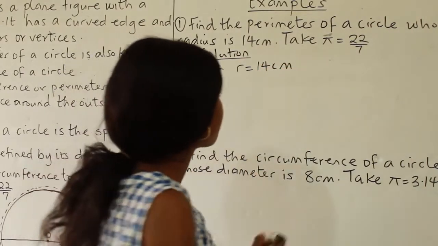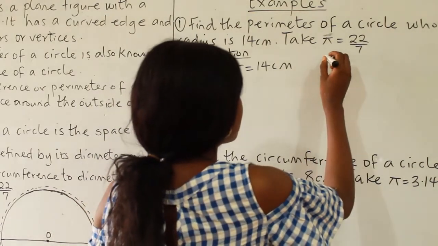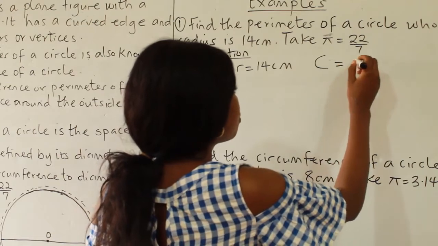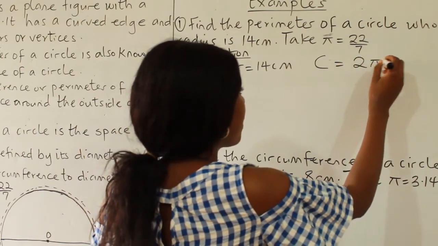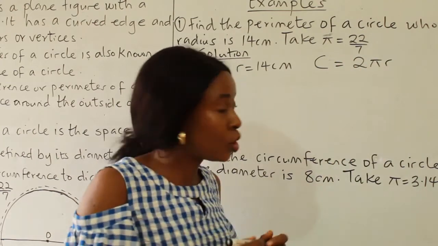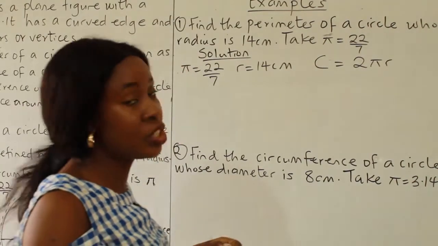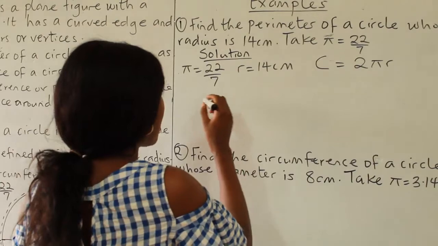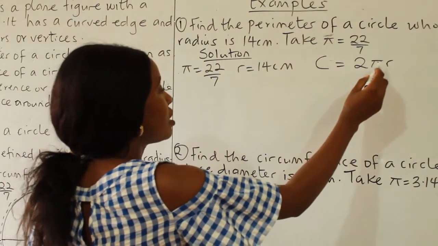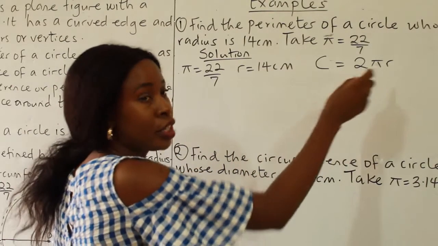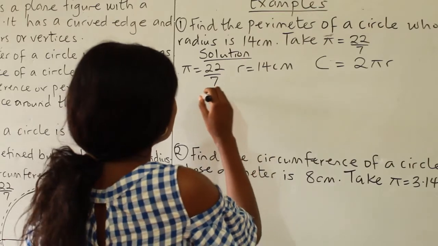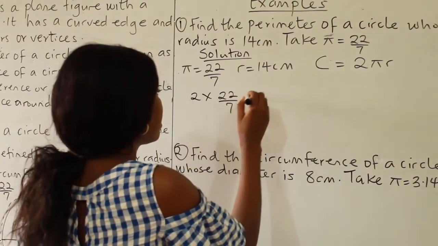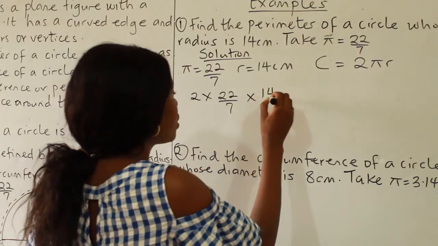14 centimeter. Remember that the formula for circumference or perimeter of a circle is C equals 2 pi r. We are using 2 pi r because from the question the radius was given. So I'm substituting the values we have into the formula. So we have 2 times 22/7 times 14.